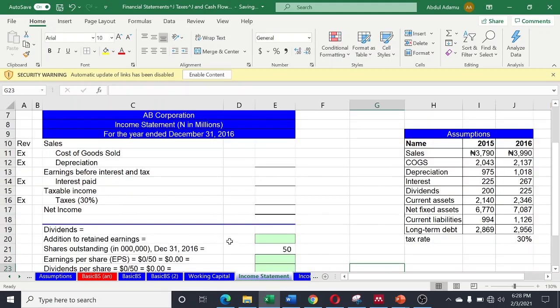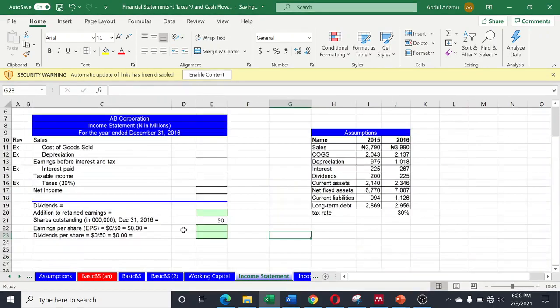Now for the income statement, this is our income statement. If we want to compute the income statement, the equation is revenue minus expenses to get net income. So from this assumption, our revenue is sales. The other ones are expenses, and they are here. So we are bringing them here.